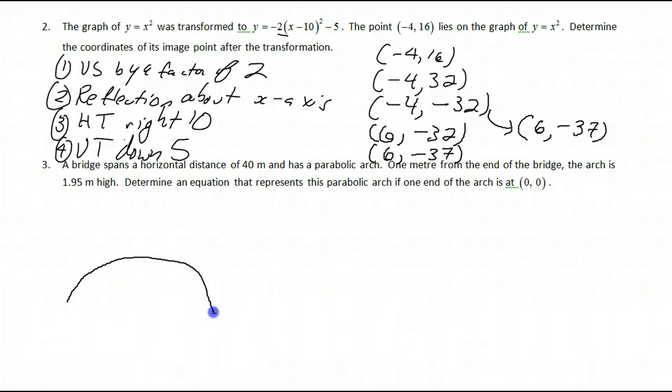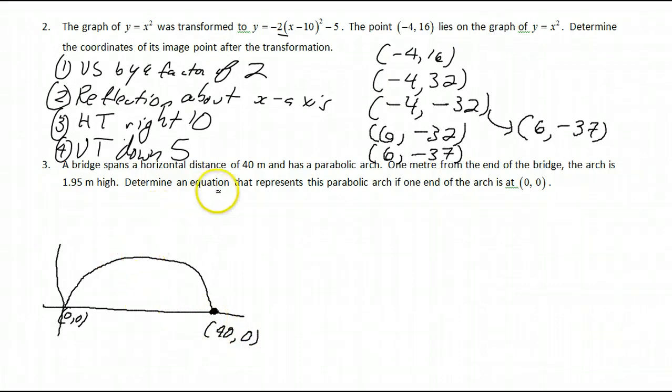Here is my parabolic arch. One end is at 0, 0. So I'm going to place my axes. Okay, we need a frame of reference. This is 0, 0. It spans 40 meters horizontally. Then this will be 40, 0.